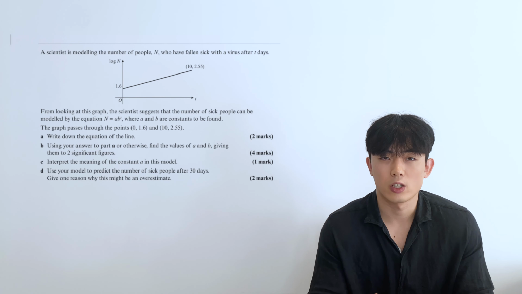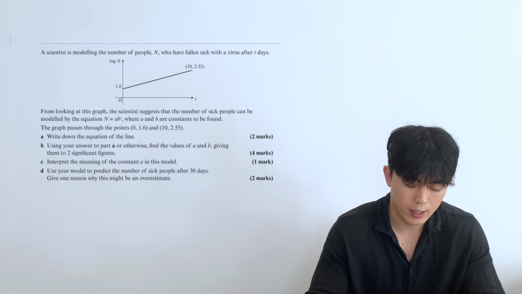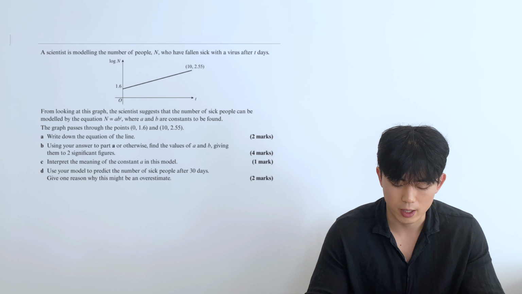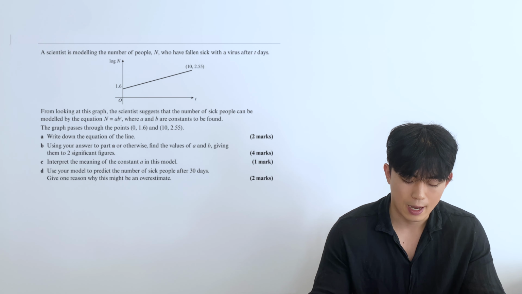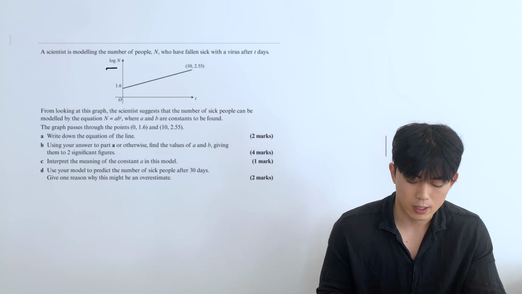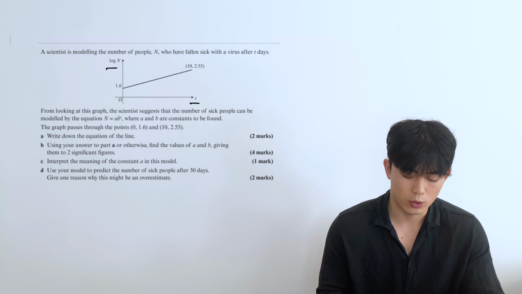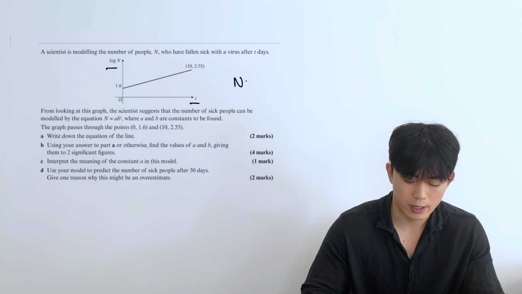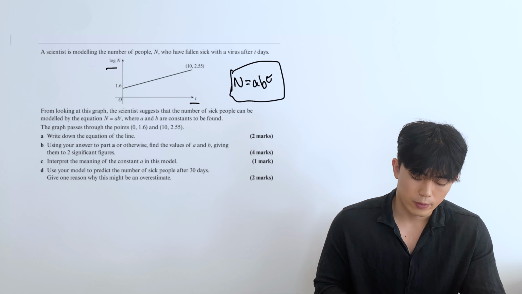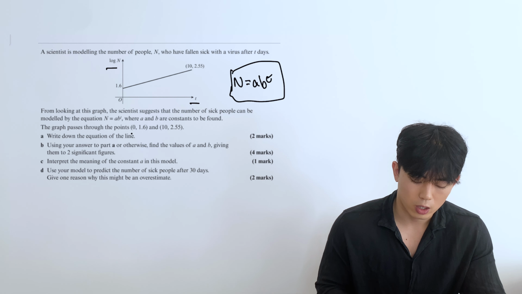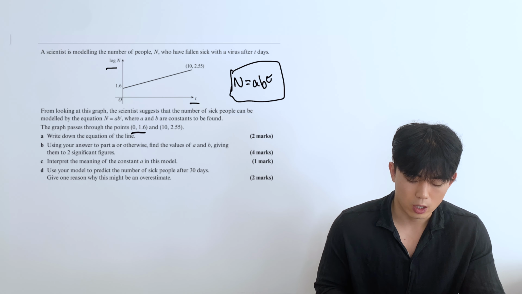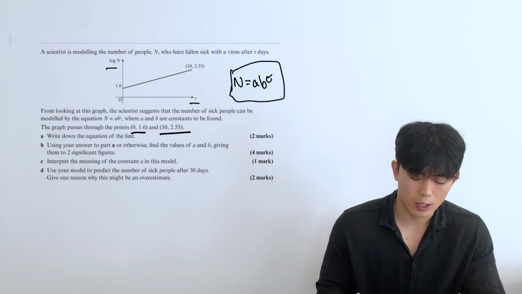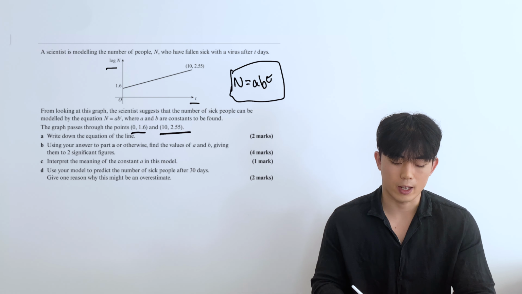So with this, let's try and solve this question here. So we have a scientist modelling the number of people who have fallen sick with a virus after t days. And as you can see, he's got the axes log n and t, okay? And so therefore we know it's in the form, in this case, n = ab^t, okay? That's what they told us. And they've said the graph passes through the points (0, 1.6) and (10, 2.55). Write down the equation of the line. So it's a straight line equation.